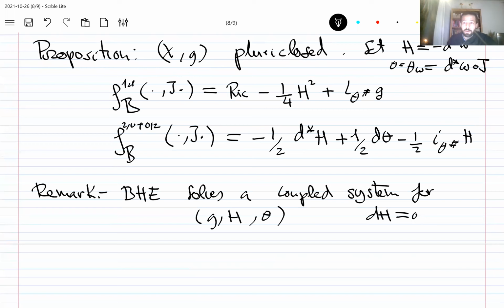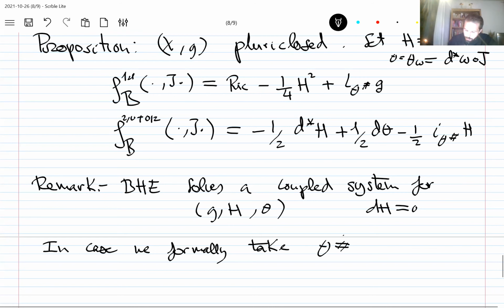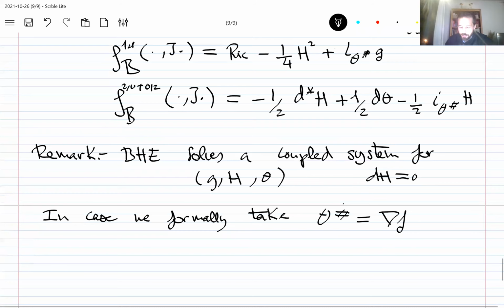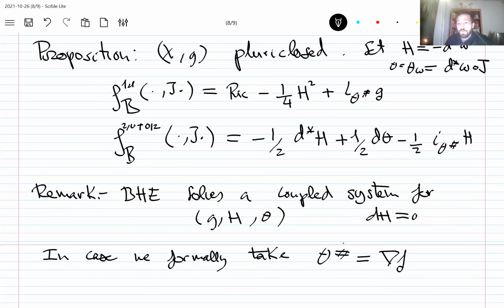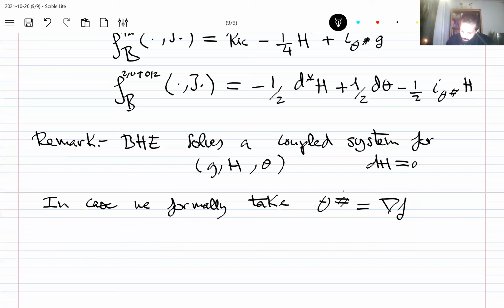And actually, this system appears naturally in mathematical physics, because in case we formally take theta sharp to be the gradient of f, the gradient of a function, then the two tensors on the right-hand side equal to 0 give you the so-called equations of motion in type II supergravity.